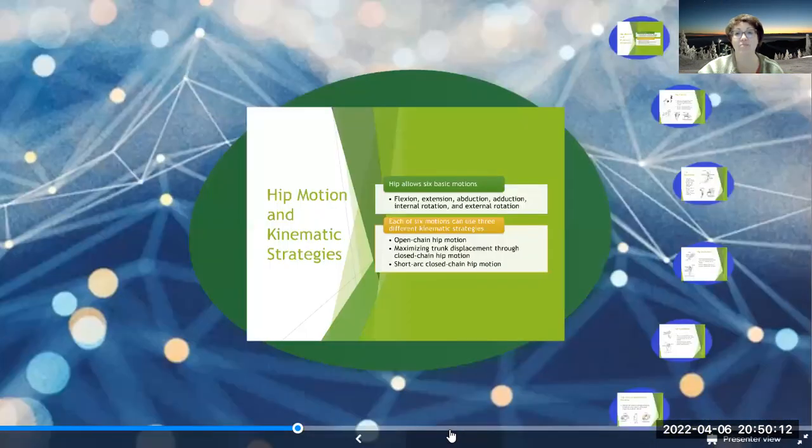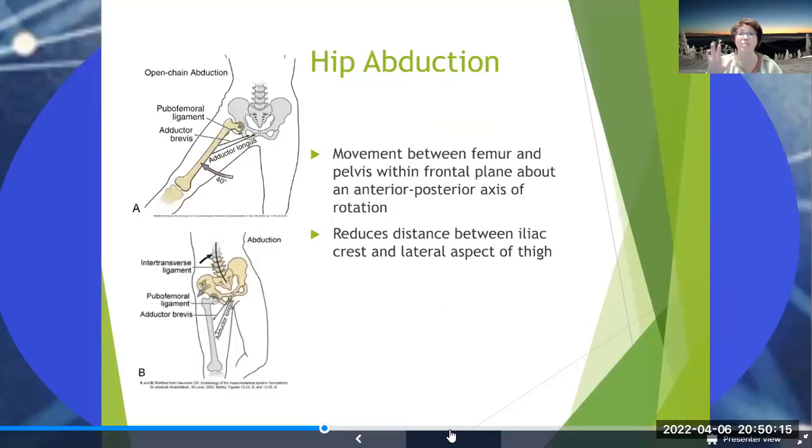Okay, so we did hip flexion, hip extension. Now we have hip abduction. We have open chain and closed chain. So in open chain, it's femur on pelvis. In closed chain, it's pelvis on femur.